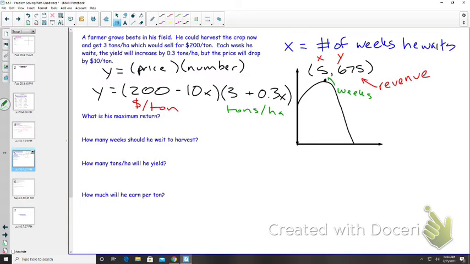So what is his maximum return? $675 a ton. Perfect. That's more like it. 675 per ton. Good. And how many weeks should he wait to harvest it? What did we find? What's our vertex?